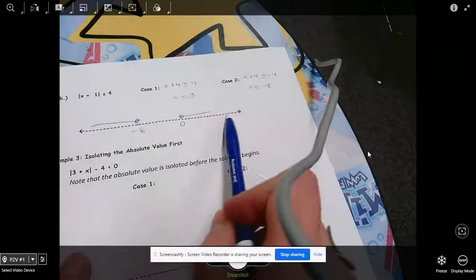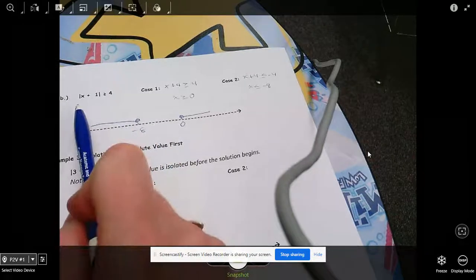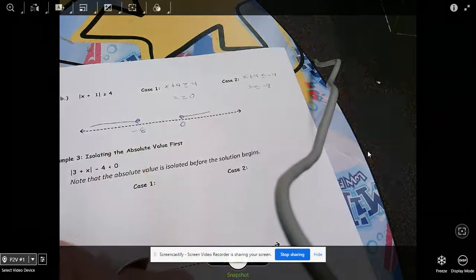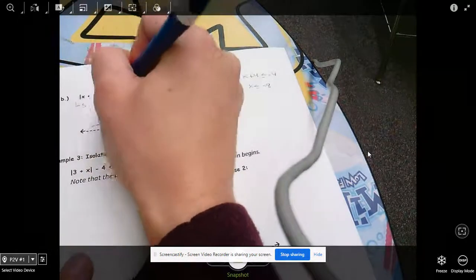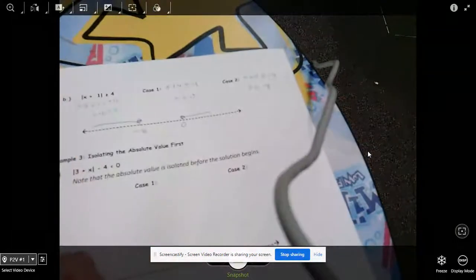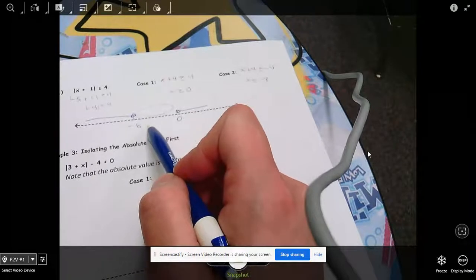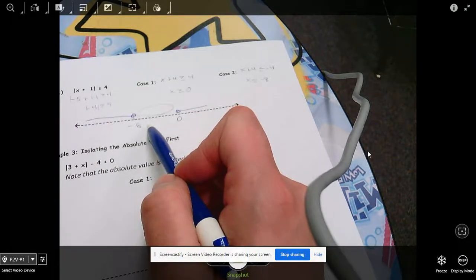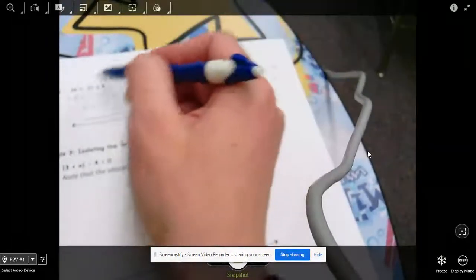You can always check your work. If I put a number in here, let's try negative 5. Oh, that would work. If I put negative 5 plus 1, I'm going to get negative 4. Is the absolute value of negative 4 greater than or equal to 4? It is. So it does work in here. Let's try another number. Negative 2. Well, negative 2, oh, that doesn't work. Negative 2 plus 1 would give me 1.